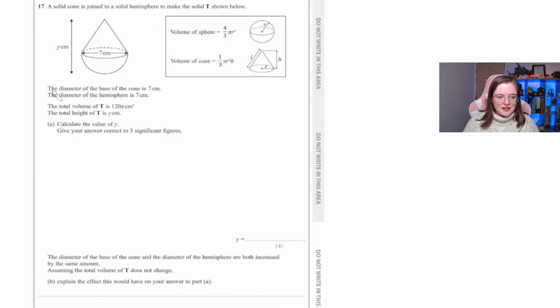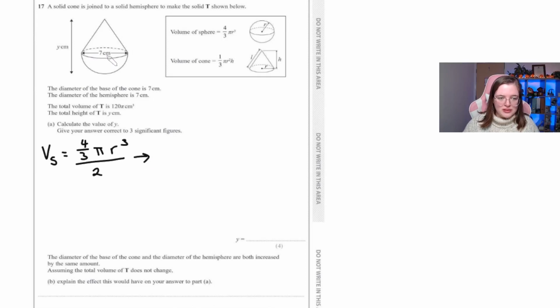Okie dokie then, so we've been told the total volume is 120 pi, so we're going to use something like that, right? So let's find the volume of each of the bits, add them together, and that's going to be 120 pi. So the volume of the sphere, let's do that first, is 4/3 pi r cubed, which is then divided by 2, because we've only got half of it, we've got a hemisphere, so all that then divided by 2.